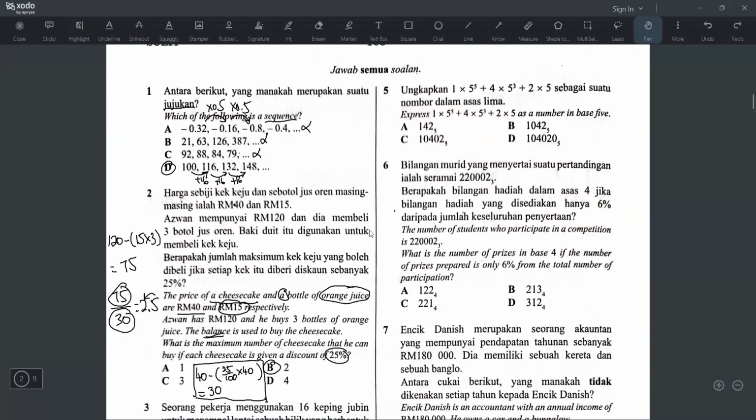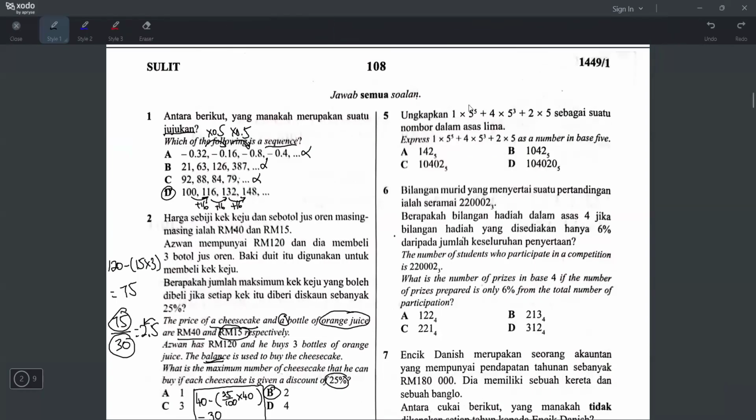Okay, let's look at question number 5. Express 1 times 5 power 5 plus 4 times 5 power 3 plus 2 times 5 as a number in base 5. Okay, the method I will do is like this. They want the number in base 5, right? And kebetulan I see here got 5 power something, 5 power something, 5 power something.